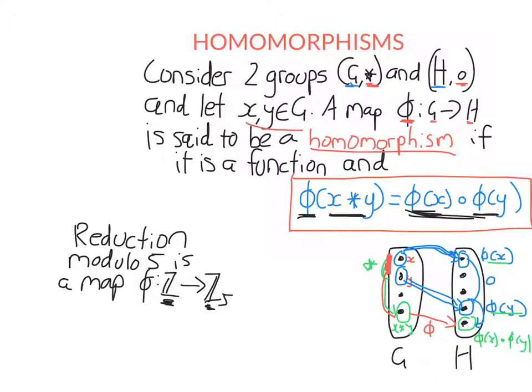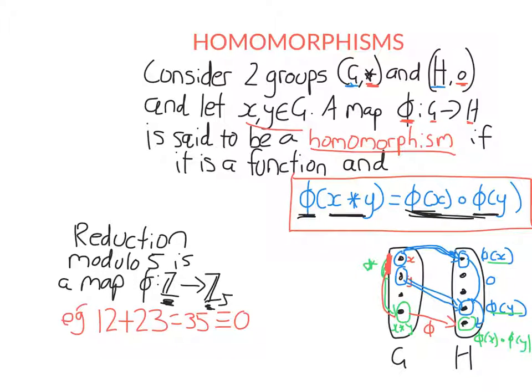So this map phi turns out to be a homomorphism using the operation addition, because it doesn't matter whether you take two integers and add them, then reduce modulo 5, or reduce each integer modulo 5, then add them, you will get the same number. For example, let's say I wanted to add 12 and 23. I can add them first and get 35, and then reduce modulo 5.